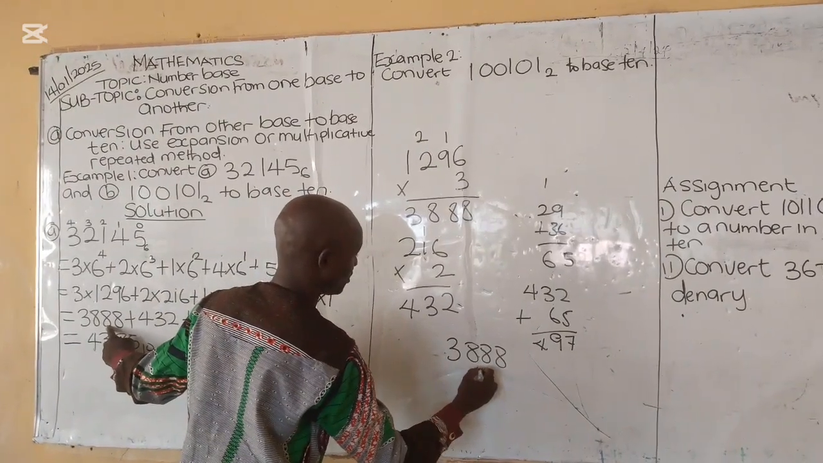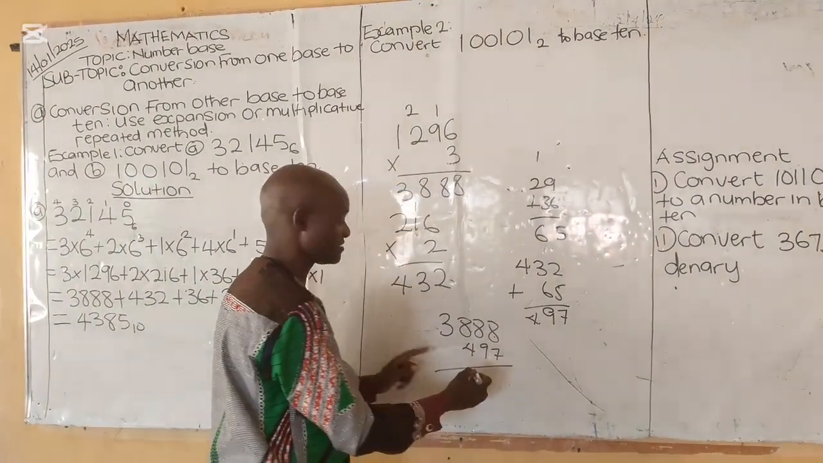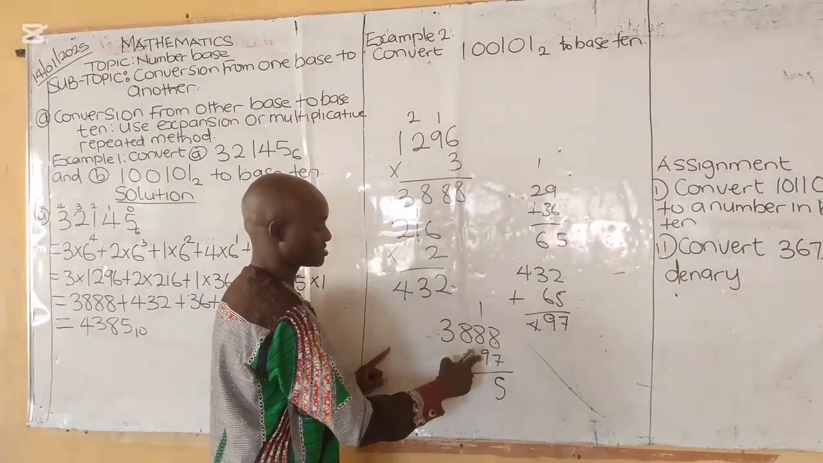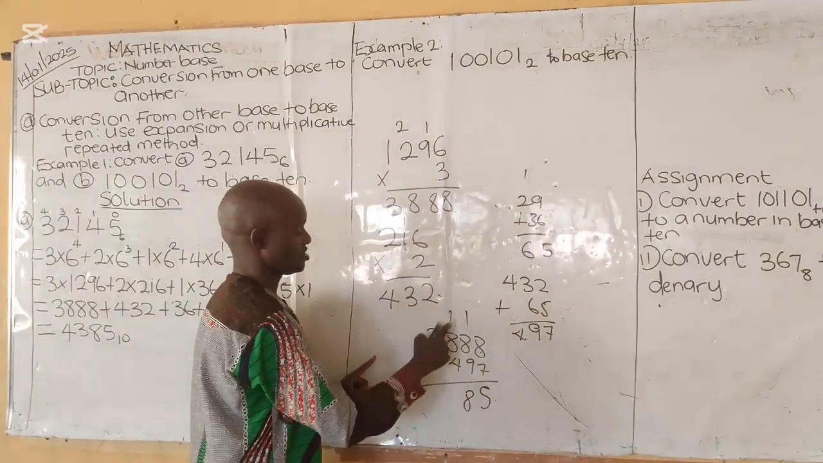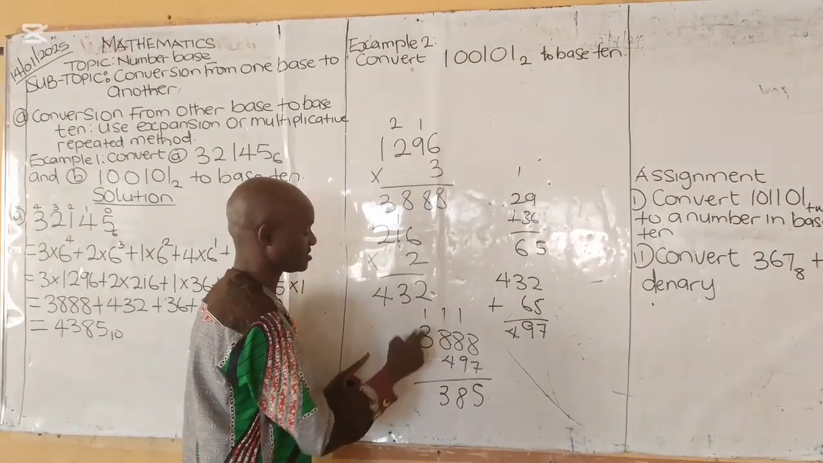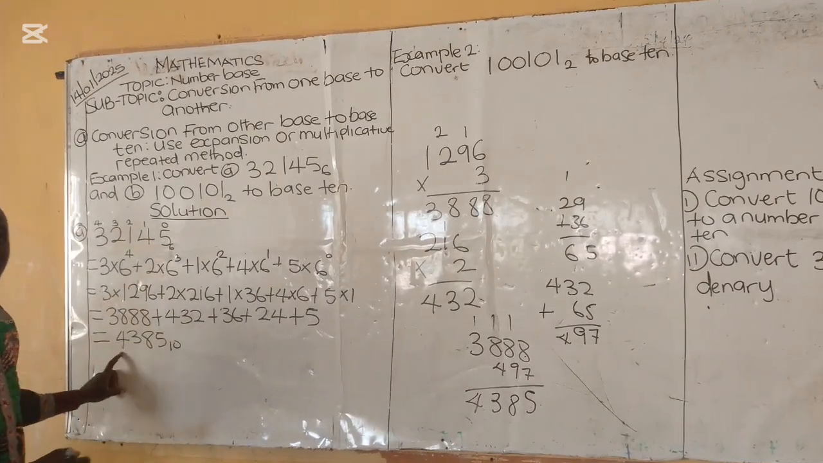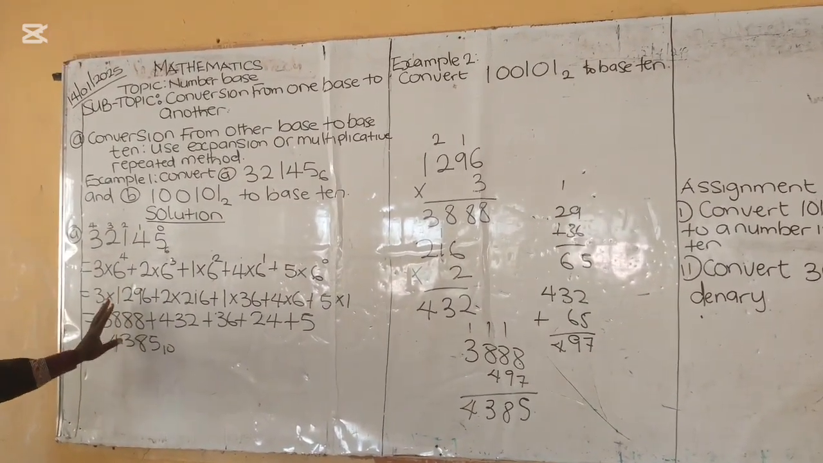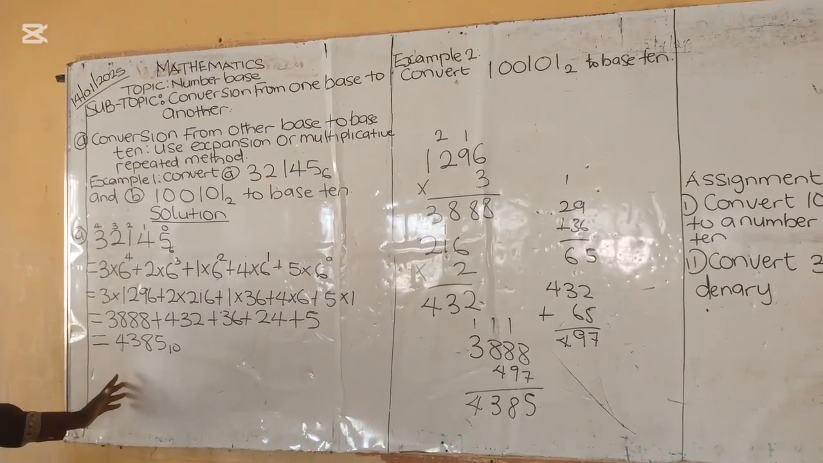Then you add to this 3888 and 497. So 8 plus 7 is 15. Write down 5, carry 1. 1 plus 9 is 10, plus 8 is 18. Write down 8, carry 1. 1 plus 8 is 9. 9 plus 4 is 13. Write down 3, carry 1. 1 plus 3 is 4. And that is how we arrive at 4,385 to base 10. So now we have converted from base 6 to base 10 as instructed.